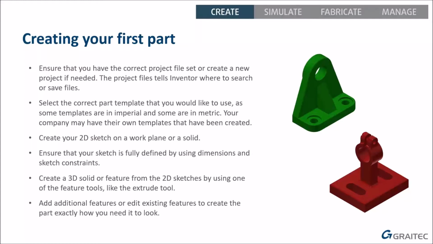Once we've set our project and made sure that we have the correct project file set, we can then go and create a new part. When we create a new part, we have various options for templates that we want to use. This will be our sort of starting point for our part. And it's also important to make sure that you select the correct template. You might end up selecting an imperial template, and then all of your measurements are in inches. Okay, so we'll have a look at how you can use a metric or imperial template. Or perhaps if your company has their own template, you can use that.